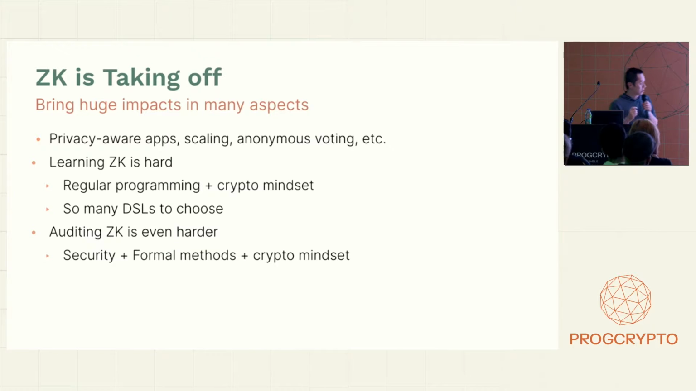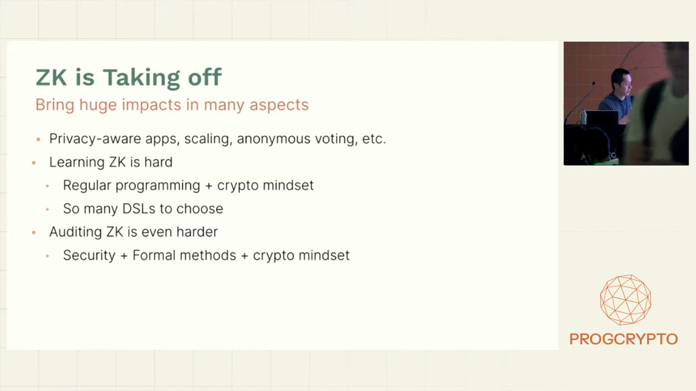This leads to our second observation. Learning ZK is actually hard, and it's becoming even harder for the developer to do the optimization here. In order to write ZK circuits, you not only need to be a programmer, you also need to have the crypto mindset, in the sense that when you are constructing all those programming logics, you also need to construct constraint logics. But the good thing is that we have different kinds of DSLs to choose from, which I can elaborate on a bit more in the next slide.